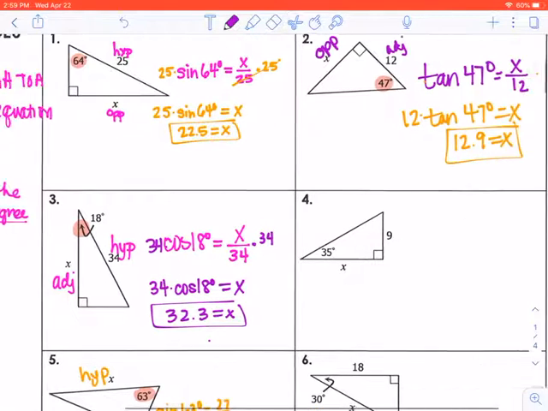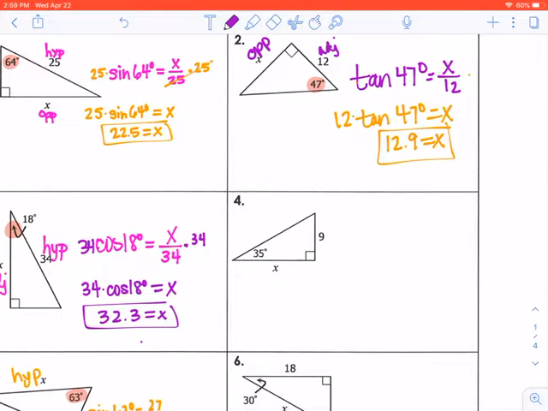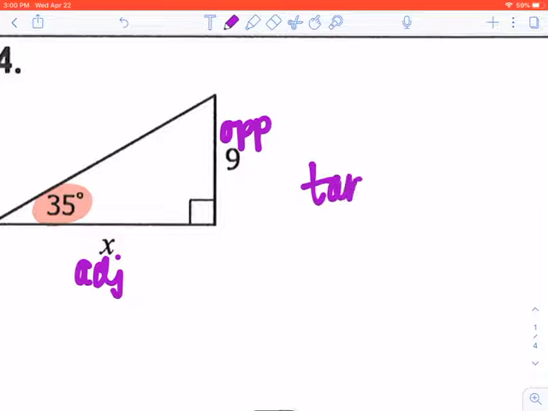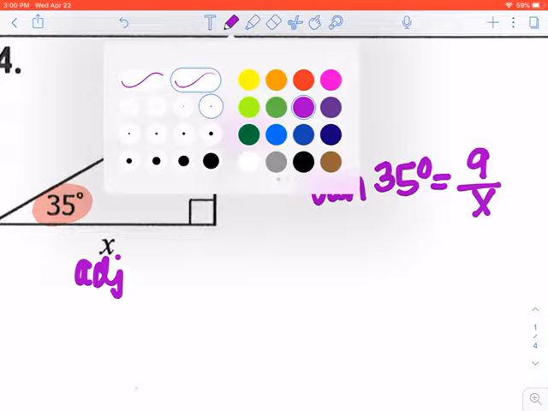We're going to do another problem, same idea, same setup, just the solving is going to be a little bit different. But same idea, I have this 35-degree angle. From this angle, the 9 is opposite, and the x is adjacent. So opposite and adjacent using SOHCAHTOA is going to be our tangent. So I have tangent of 35 degrees equals the opposite 9 over the adjacent x. And we've set up our equation.